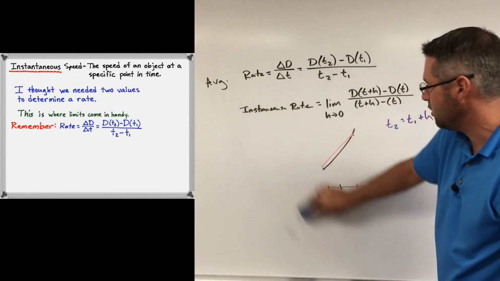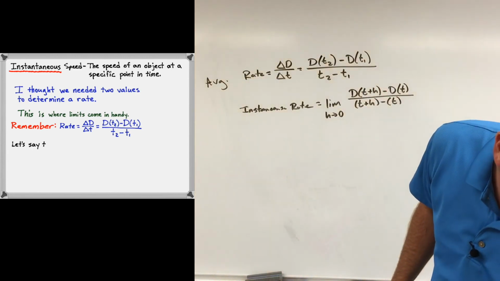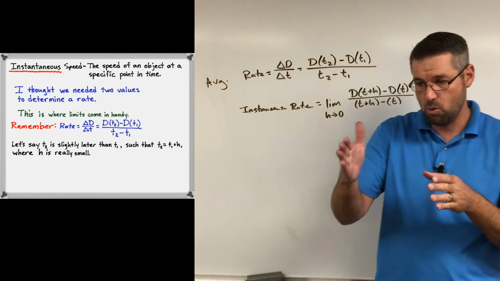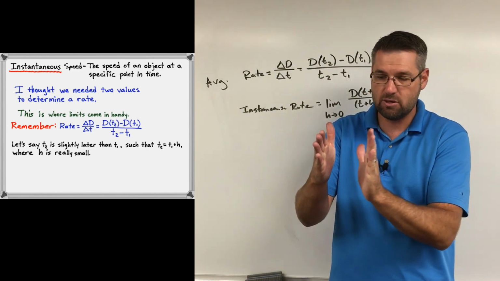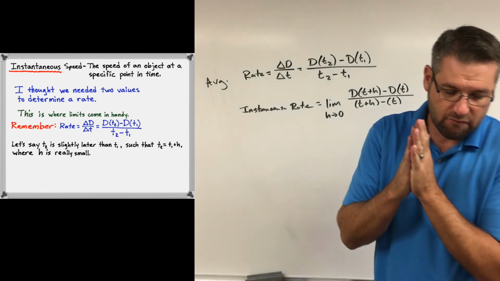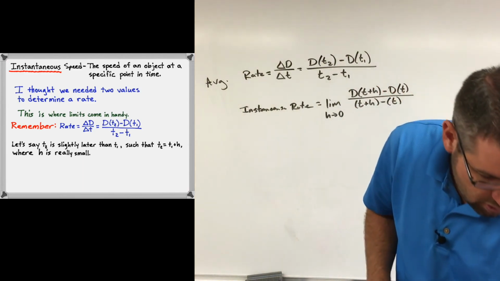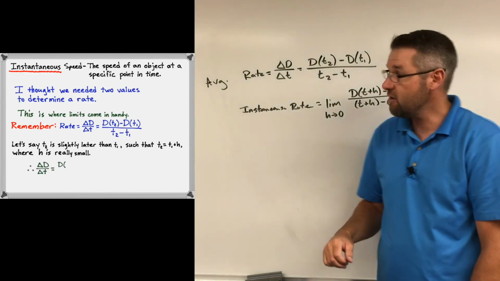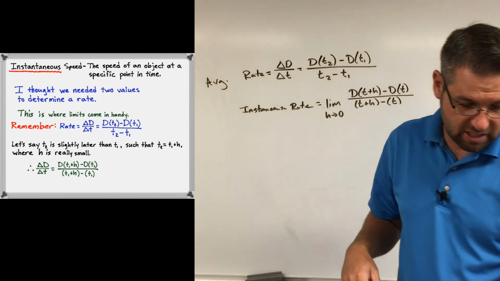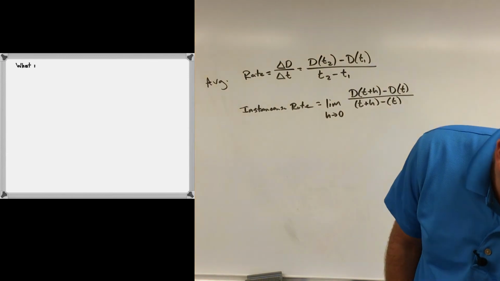Well, let's take a look at what that looks like in an example. Maybe this will clarify things a little bit. Let's say here's t1, and t2 is slightly later than t1, just barely after it, infinitely closely after it. Therefore, we could say t2 is t1 plus a little bit, plus h, where h is really small. And therefore we can conclude that we have this equation: d of t1 plus h minus d of t1, over t1 plus h minus t1. And then you can see as a result of that, let me go back.